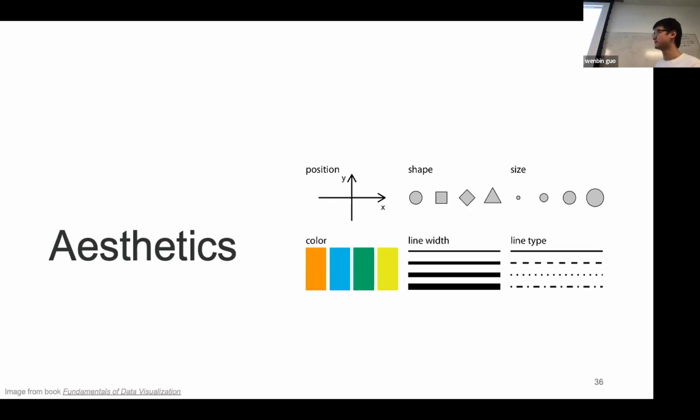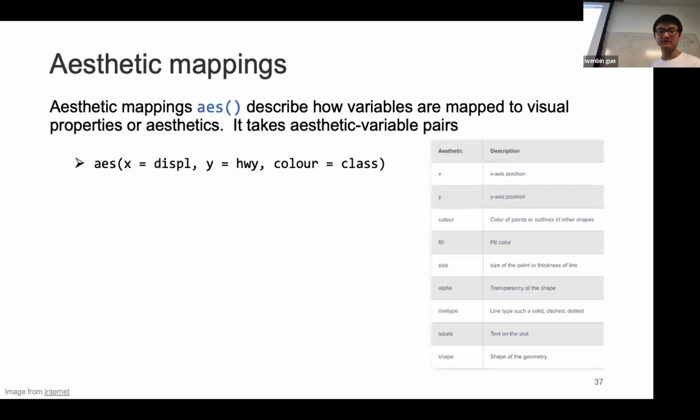So those are all the aesthetic properties. And when you define the aesthetic mappings for ggplot, you can use this AES function. So basically just put the name and the value pairs. So for example, name is an aesthetic property, and the value is your variable. So this one, here I listed the options for aesthetic properties.